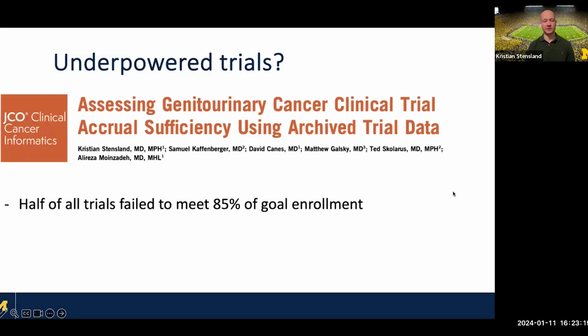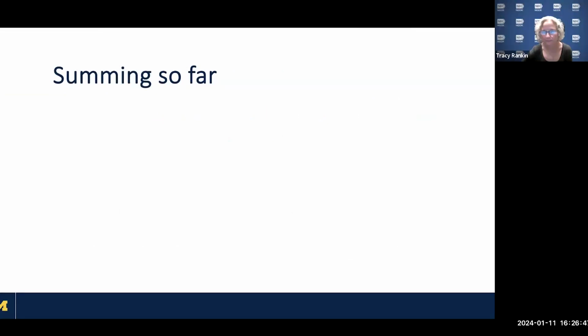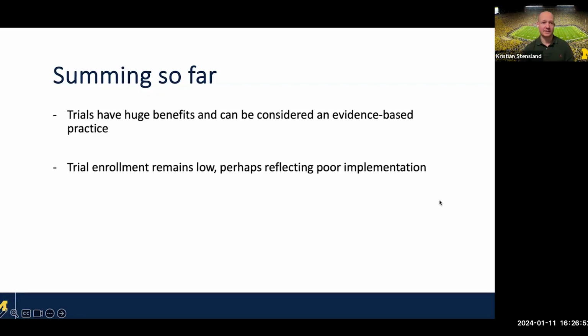And so we took a look at this within cancer trials, again, in urologic oncology, and found that about half of all trials failed to meet 85% of their goal enrollment. And a third of trials that were marked as completed failed to meet that same marker of sufficiency. So this means that some trials that are getting through to the end point may be underpowered, or on the flip side, if they were able to answer the questions with fewer patients than they thought, maybe some of our other trials are actually overpowered and we can be more efficient in pushing out our interventions to folks who need them earlier.